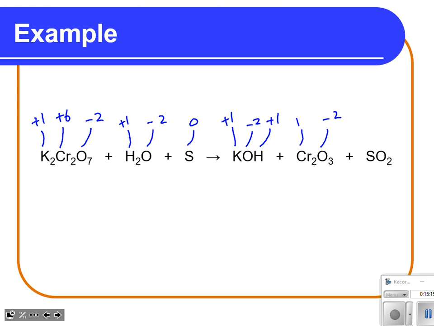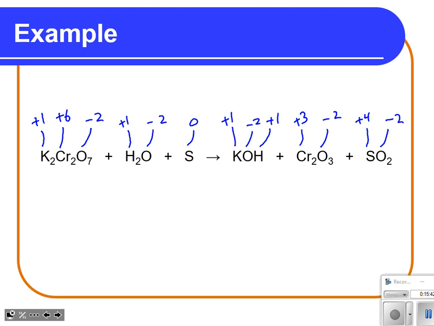So this has got to be a +3 for that particular chromium. And finally, my oxygen here is -2. It's not a peroxide, so my sulfur has to be +4. So as I'm looking there at my step 2, I need to identify what is oxidized and identify what is reduced. So I'm going to combine step 2 and step 3 for this one.